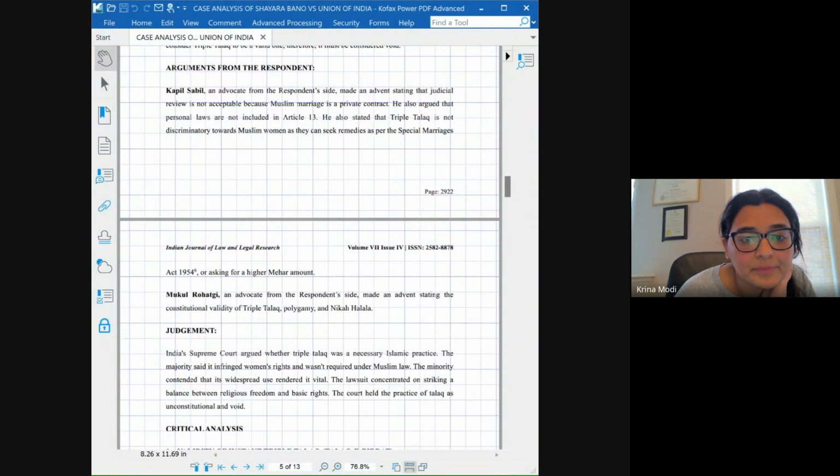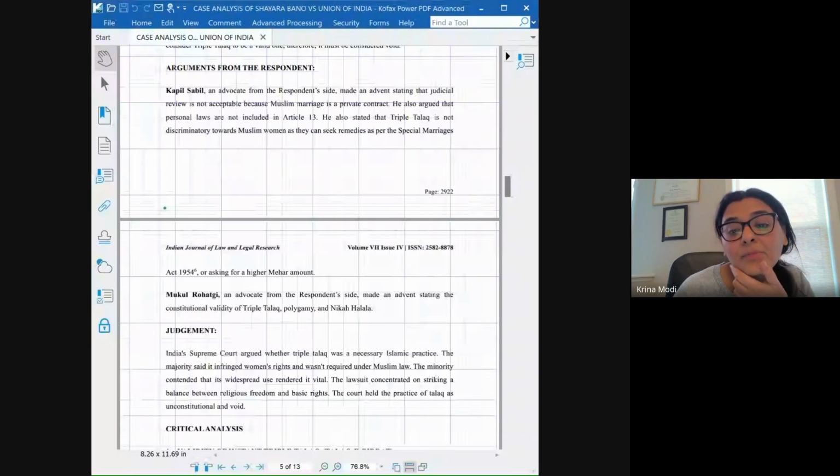Kapil Sibal, when I was in India, he was a practicing lawyer, so I think I know him. An advocate from the respondent side made an argument stating that judicial review is not acceptable because Muslim marriage is a private contract. So he brought contract law also into the picture. So when you review the opposition arguments, you see what arguments they have made. If they have come up with new laws, if they have come up with new citing cases, you have to go through them. He again brought up a private contract.